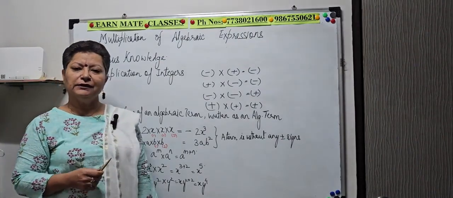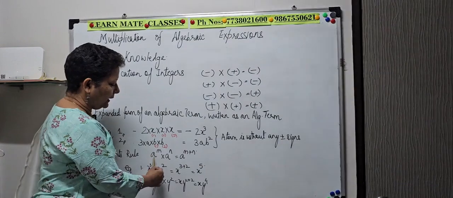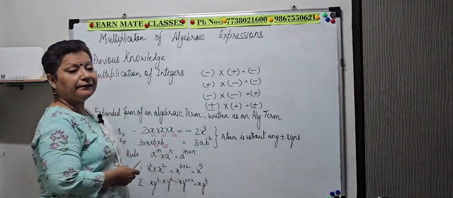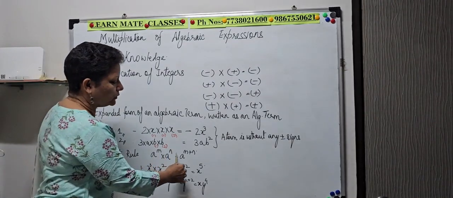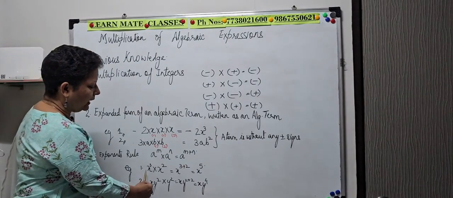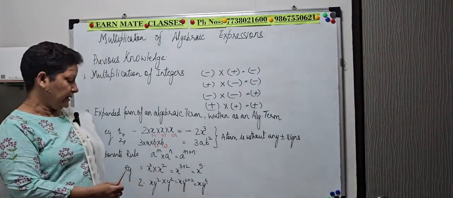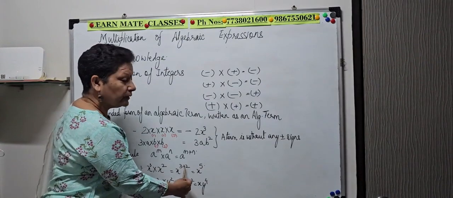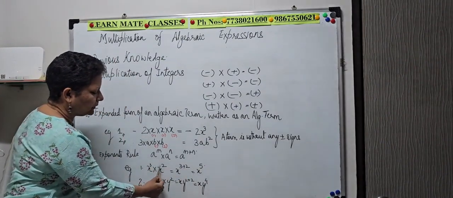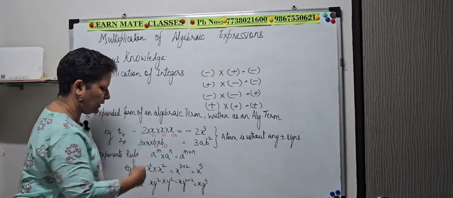Coming next to the rule of exponents. Remember when you did exponents, when you had to multiply a number with the same base and different powers, what happens to the powers? The powers get added. So if I have to take an example, x cubed into x squared is nothing but x raised to power 3 plus 2, which is x to the power 5. Where did I get the 3 and 2 from? 3 from here, 2 from here. So 3 plus 2, which is 5.